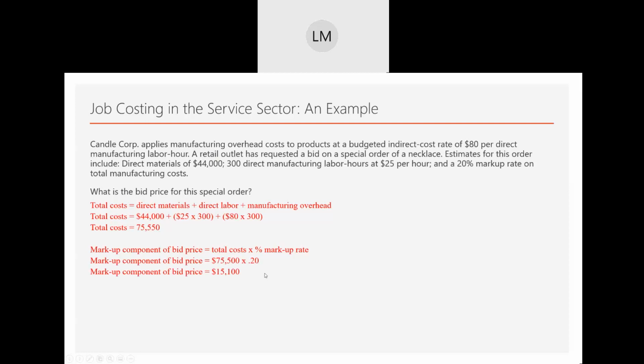In this case, my markup component of my bid price is going to be $15,110. So now my bid price is going to be my total cost plus my markup component. My total costs are $75,550, plus the markup component we computed just up here, $15,110. My bid price, the price I'm going to bid on the job, is $90,660. Now I may not get the job, but that's going to be the price I make a bid at, and then I may make some adjustments for other factors, but this is probably the price I'm going to bid if I want to have a consistent markup when I'm trying to make money. I want that markup.